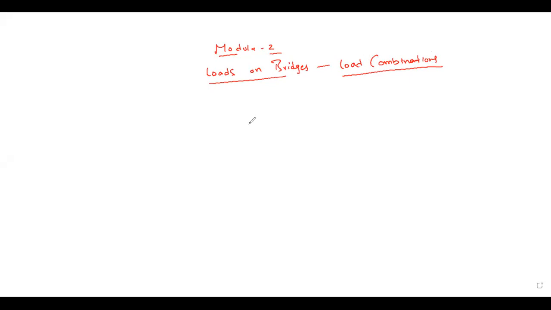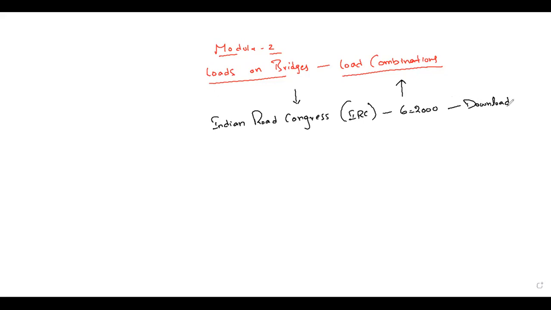Okay, right. So first, how are you going to study the loads which are acting on the bridges? The loads on bridges are recommended by the code, which is called Indian Road Congress. I think you all know about IRC, right? So you have to go through IRC 6 2000. You have to download it. That code shows you all the different types of loads acting on the bridge, along with the load combinations also. So please download this from the internet and please have a hard copy.